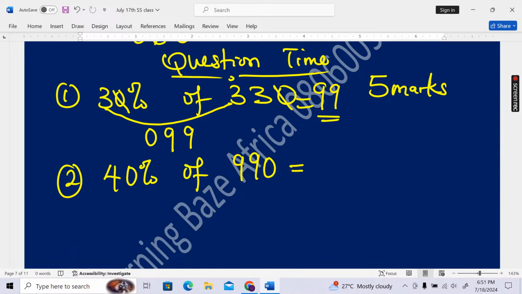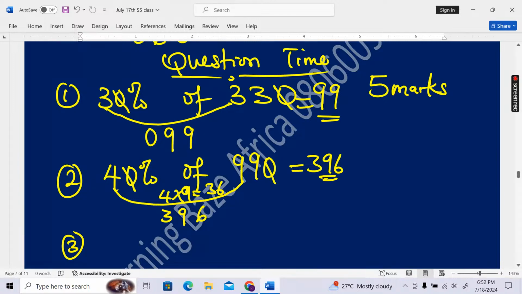So let's do it together. So the first thing you need to do is to strike out the zeros. All right, then multiply 4 by 9. 4 times 9 is 36. So write 3 and 6 with a space in between. Then add 3 and 6 together. That will be 9. Write 9 at the middle, and the answer is 396.